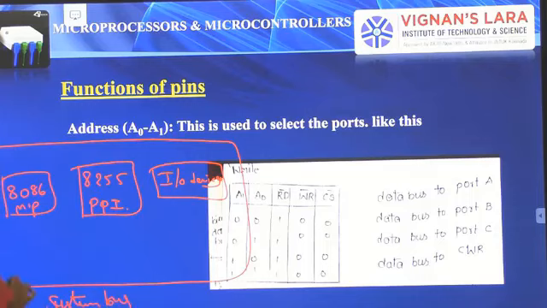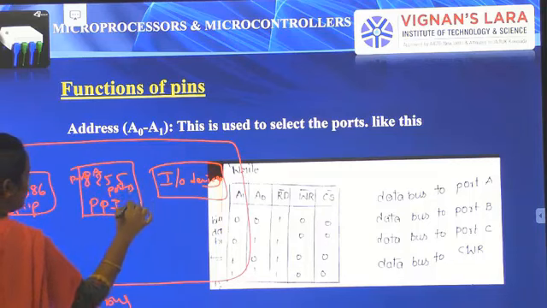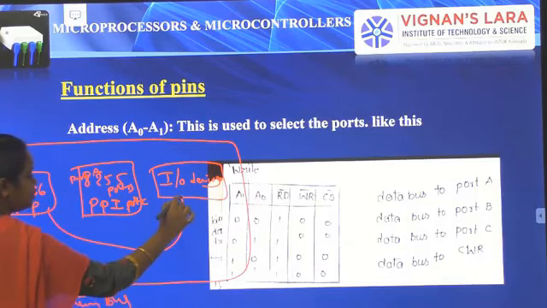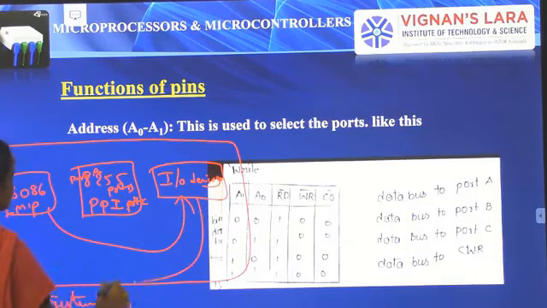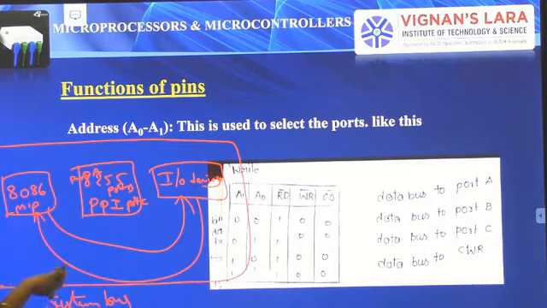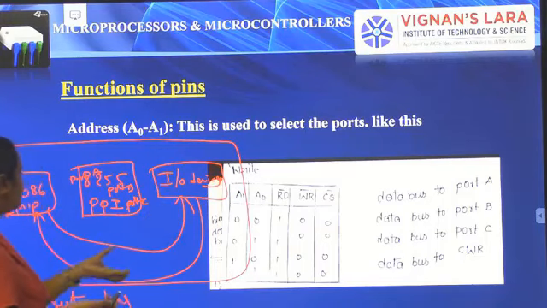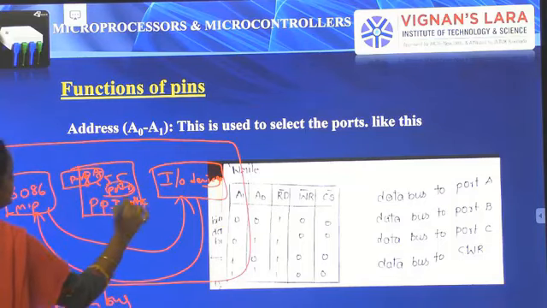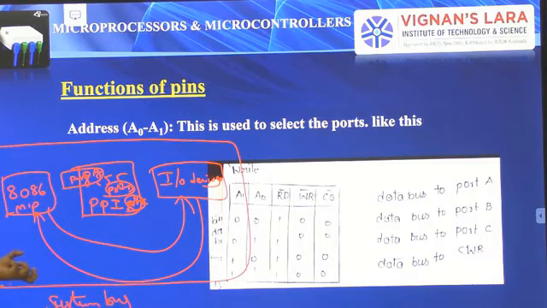This is the total system bus. Here we have port A, port B, and port C. These ports are used to carry the information from the 8086 to the input output devices, and from the input output devices to the 8086 microprocessor. By taking the data from the 8086 microprocessor, it gives it to the input output devices, and the input output devices send it to the 8086 microprocessor through ports A, B and C. We are programming like that.